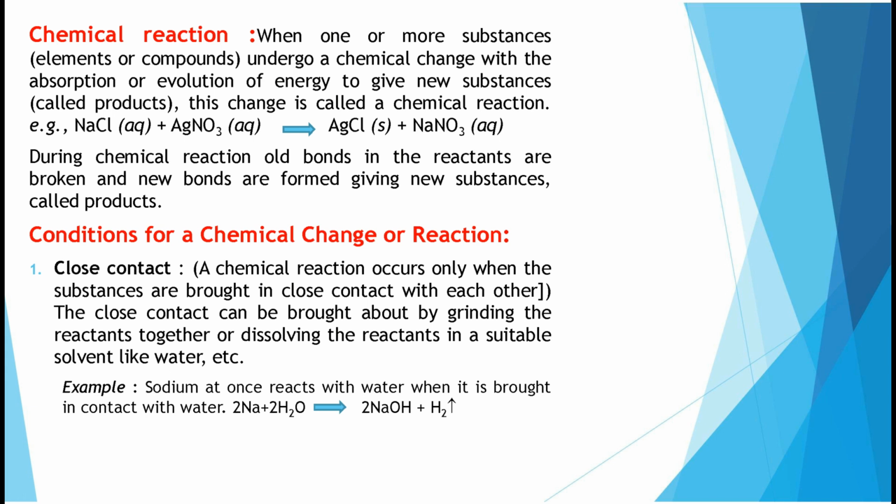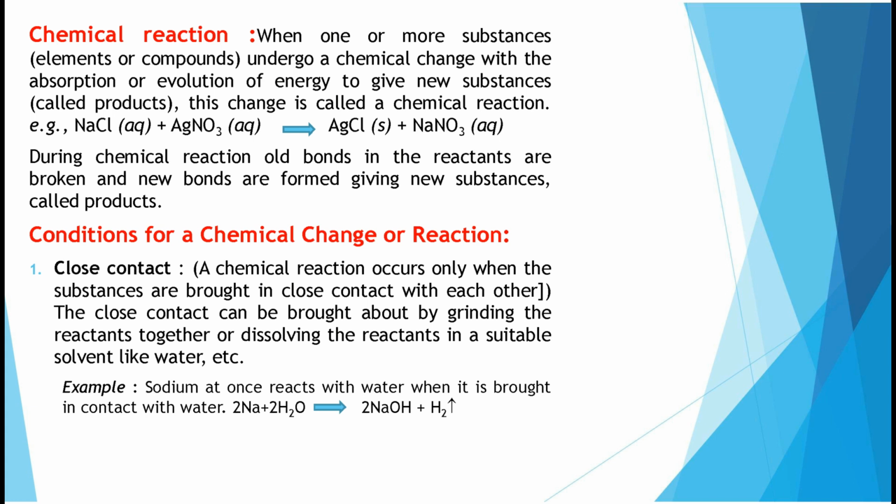You can see sodium chloride plus silver nitrate, both in the aqueous state. They will form silver chloride plus sodium nitrate. So this is an example of a chemical reaction. You can see in between there is an arrow. On the left-hand side we call them reactants: sodium chloride and silver nitrate are the reactants. On the right-hand side, the substances we call products. So we represent it in this way.